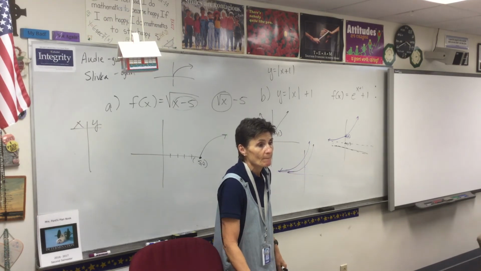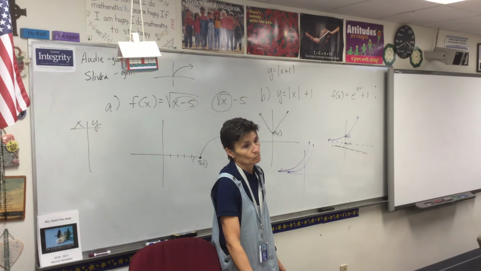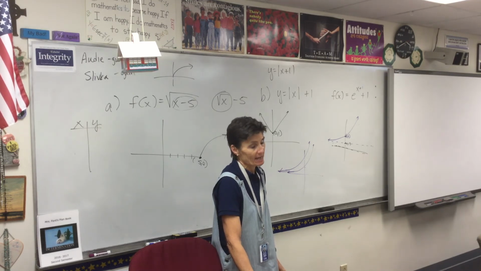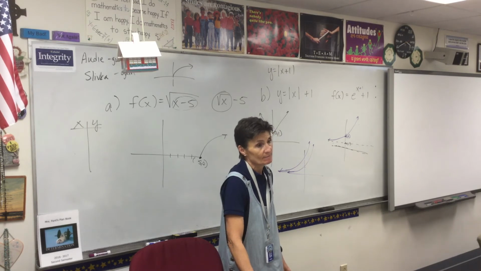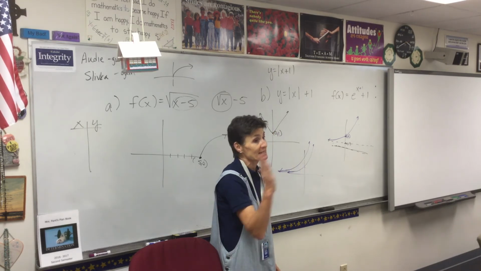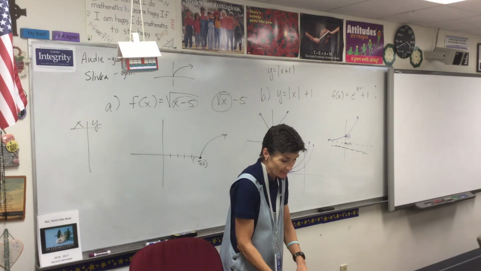No matter what point we go up to, the point right under it is going to be the dotted line. For e to the x, yes. What about the ln x one? Is that also the same? Same thing, but it's sideways. Yep, same thing, but it's sideways.